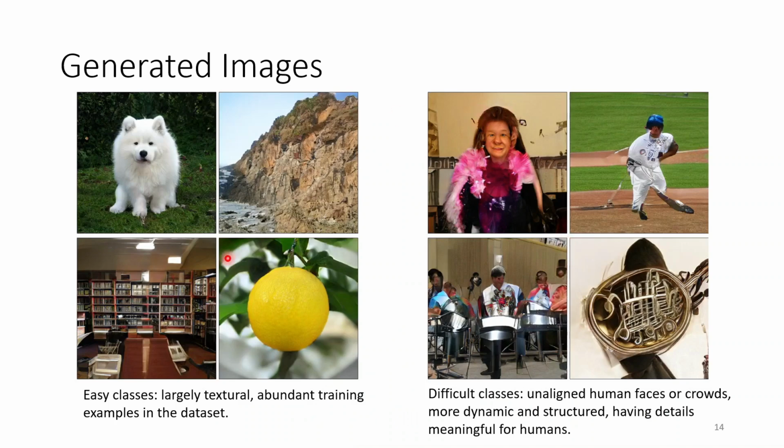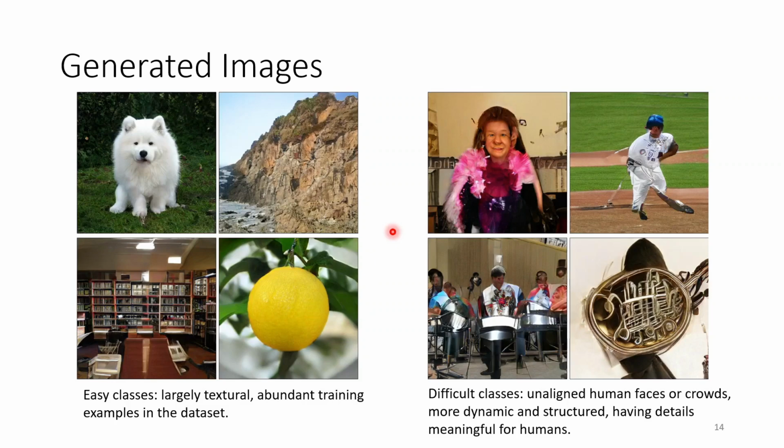So they found, running through the 1,000 classes, that some classes are easy to generate. They show, for example, dog, library, lemon, and clip. For easy classes, they share some common properties. If they are mostly pictures and there are a lot of training examples, then the generated images usually have good quality. But they also found some difficult classes.